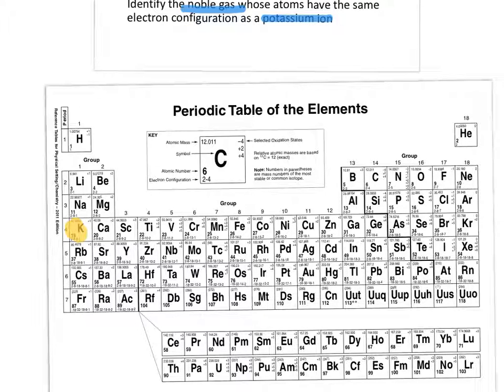When it loses one electron, it now has the same number of electrons as argon. So it cannot look like krypton. It must look like argon. Another way to look at this is, what is the closest noble gas to that element? In this case, the closest noble gas is argon, and it takes way more traveling to get to krypton than it does to get to argon. Only one step versus a whole bunch. So the answer here will be argon.